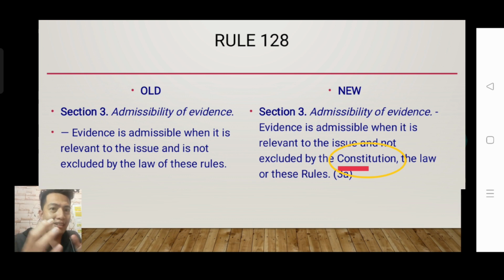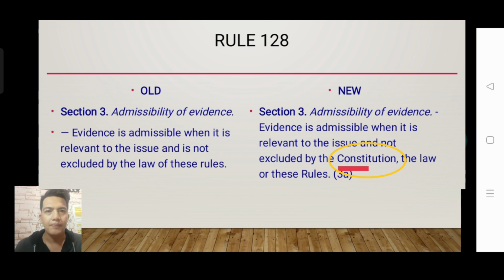So, is it relevant to the issue? Yes, that is relevant to the issue, because illegal drugs were found and the charge filed is about illegal drugs. Of course, that is relevant to the issue. Now, the second question, is it competent? The answer is no. Why? That is excluded by the Constitution, because there was no search warrant. As a general rule, there must be a search warrant to search a property, a designated place, or a person. Therefore, that is inadmissible as evidence in court.